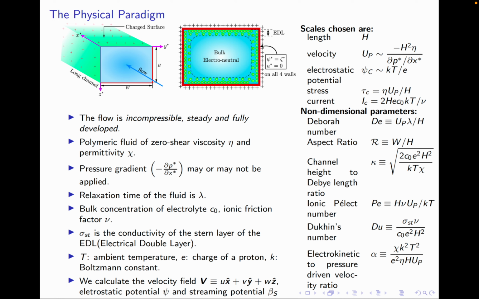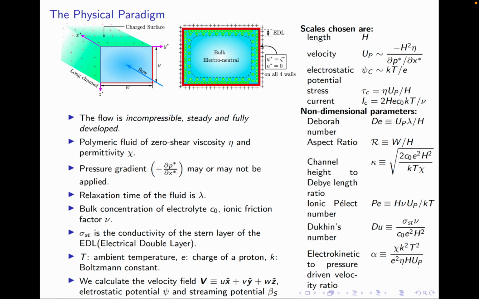electrical double layer. The layer closest to the wall is called the Stern layer, and we assume that it has a known electrostatic potential zeta star. Now remember that all quantities with a star are dimensional quantities, while those without a star are non-dimensional. We may or may not apply a pressure gradient. We have chosen characteristic scales as shown on the slide.